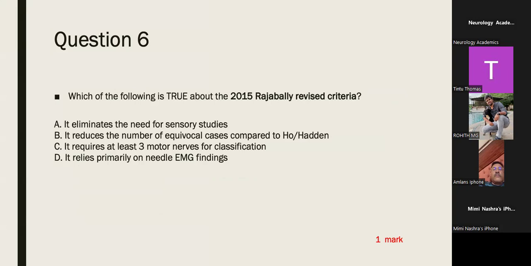Moving on to the next question. Which of the following is true about the 2015 Rajabally revised criteria? The options are: it eliminates the need for sensory studies, it reduces the number of equivocal cases compared to the Hughes and Haddon's criteria, it requires at least 3 motor nerves for classification, it relies primarily on the needle EMG findings. Which of it is true?